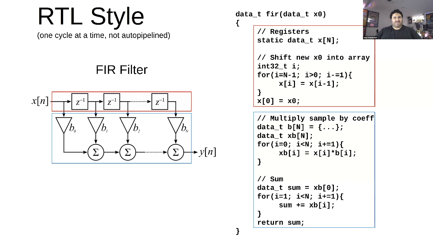As I mentioned in the last slide, using these static local variables and writing it like so, you're describing per clock what happens. The tool is not going to come in here and stretch this over multiple clock cycles because you're describing, you might say RTL style, clock by clock.